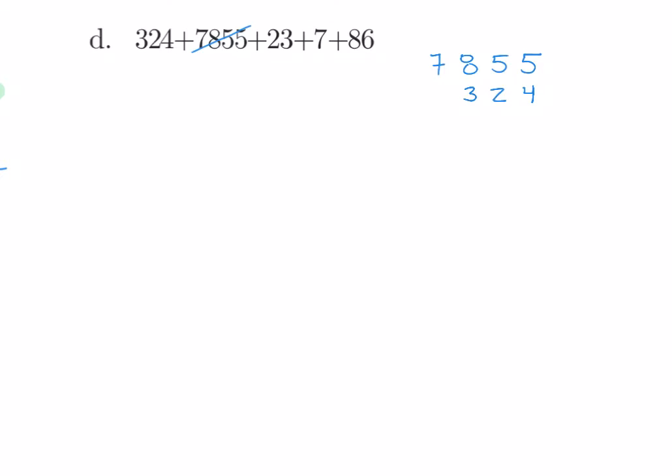Next one we have is 324, 86, 23, and 7. We should have a total of 5 numbers in our addition.